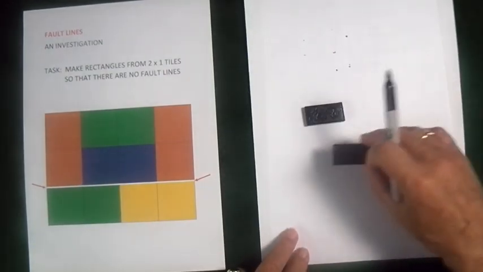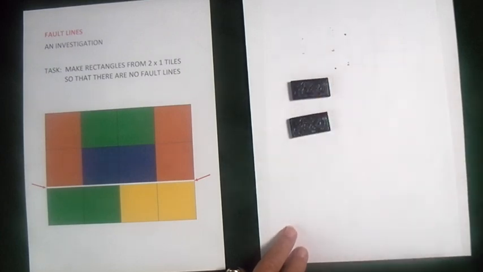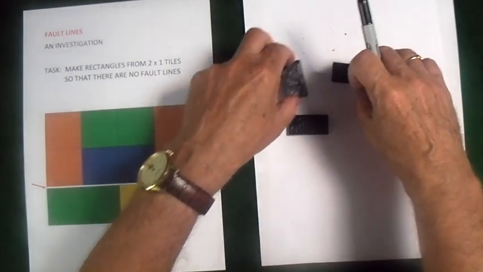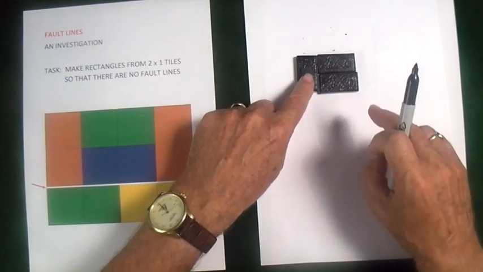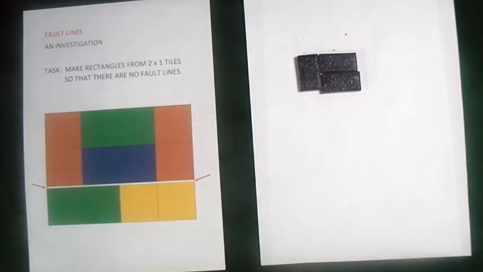You can either use paper to draw on, or you can use dominoes. Here are my dominoes. And that was the one I just did. Look, can you see? It's not quite the same, but it's got a fault line in it. I'm going to keep building.